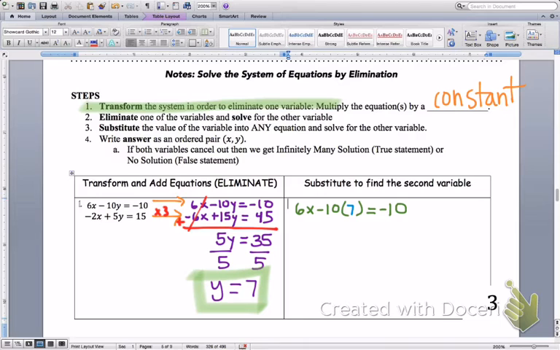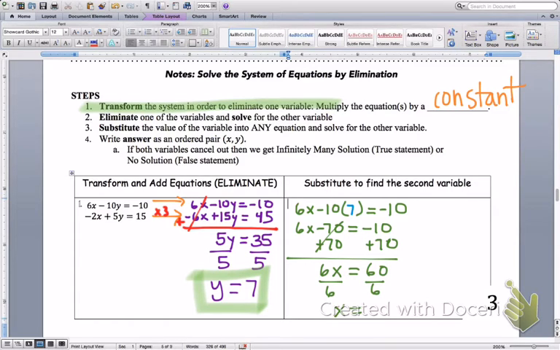Alright, let's go ahead and simplify this and solve for x, for our second variable. So we have 6x minus 70 equals negative 10. Add 70 to both sides. And then we cancel. 6x is equal to 60. Divide by 6. And x is equal to 10. So we have our second value here.